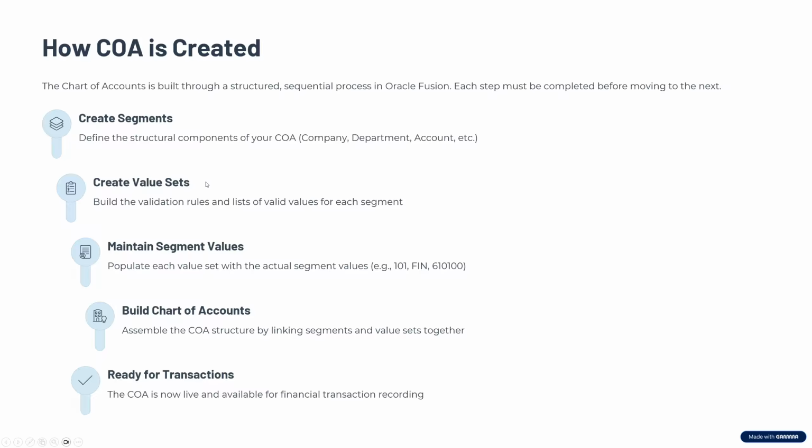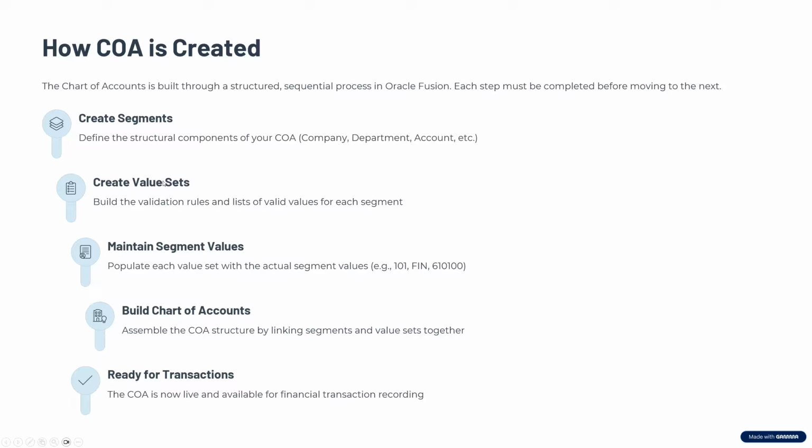Once you create the value sets, you need to maintain the segment values. The segment values are nothing but, in your organization, for the previous example, we are saying that the finance department has multiple accounts. Suppose expense account, purchase account, sales account. These types of accounts we can call segment values.